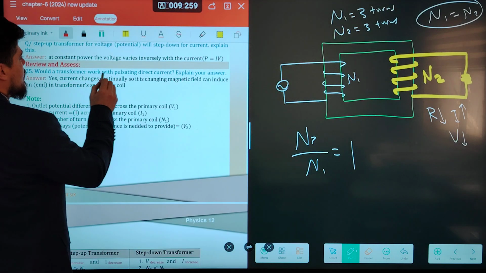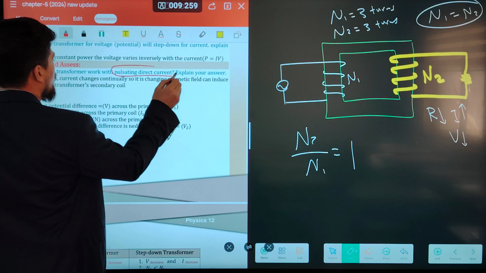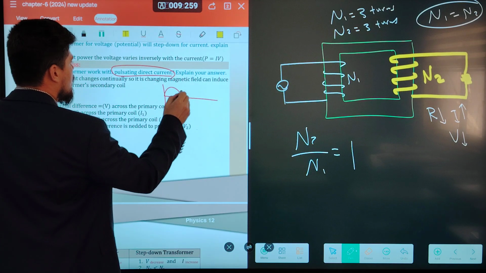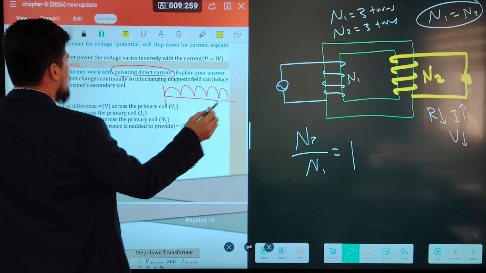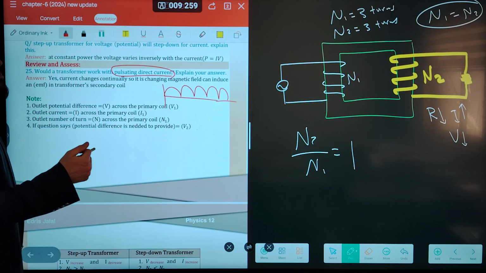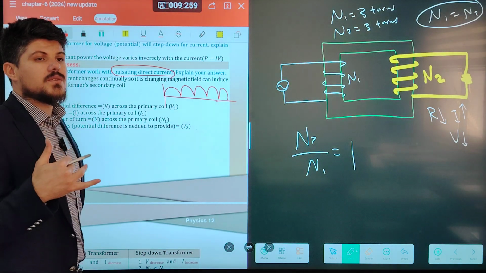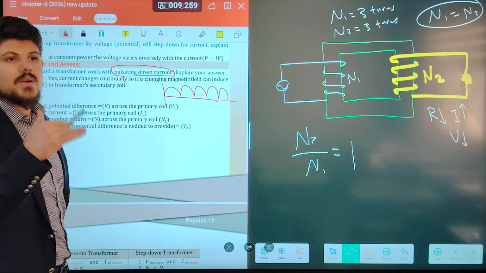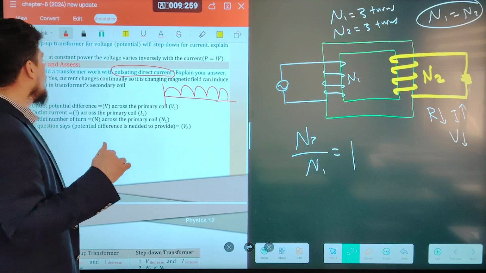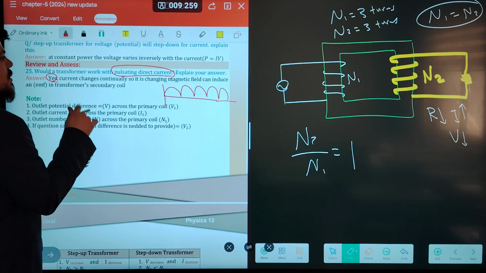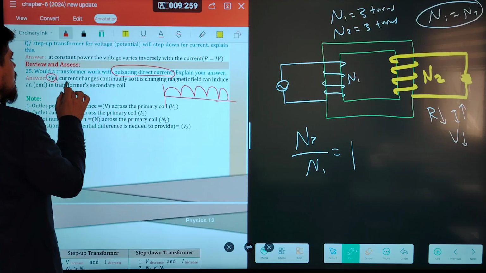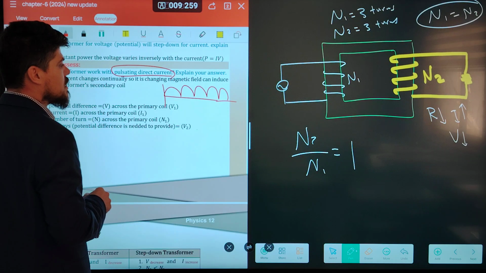Would a transformer work with pulsating direct current? What do you mean by pulsating direct current? Only the magnetic changes. Yes, of course. Why? Because we need a changing magnetic field, changing current. It doesn't matter the direction or magnetic changes. Yes, so a transformer works with DC pulsating current because current changes in DC pulsating current.